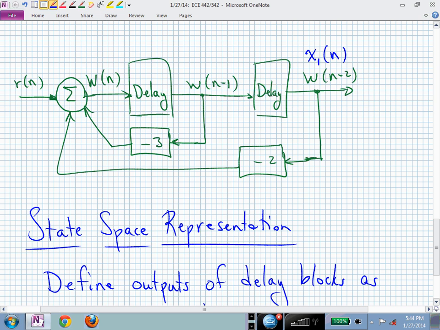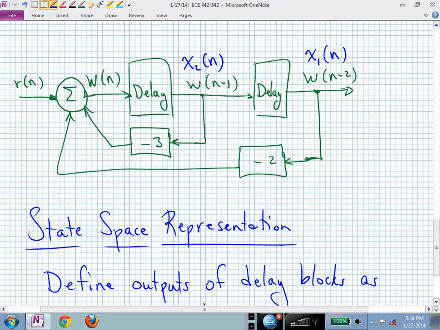And this one is x sub 2 of n. And now I can write my state space representation. I should end up with 2 first order difference equations that are coupled to each other.